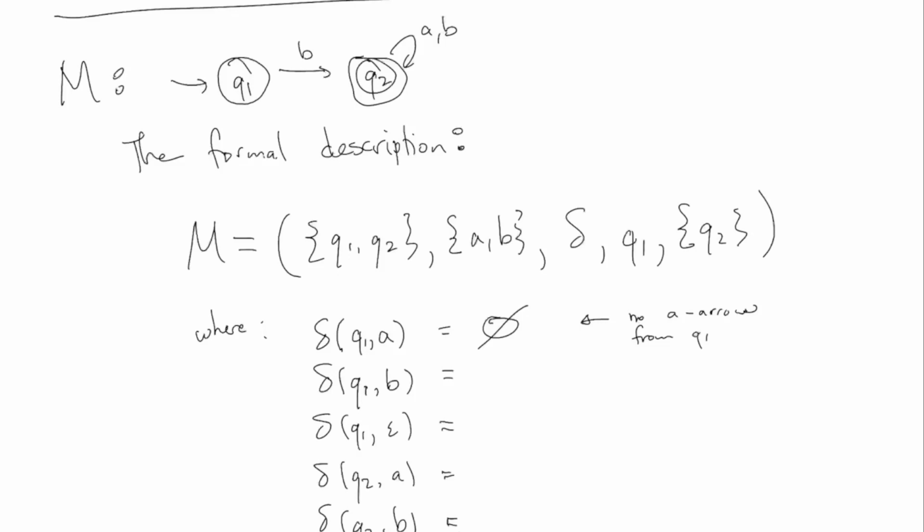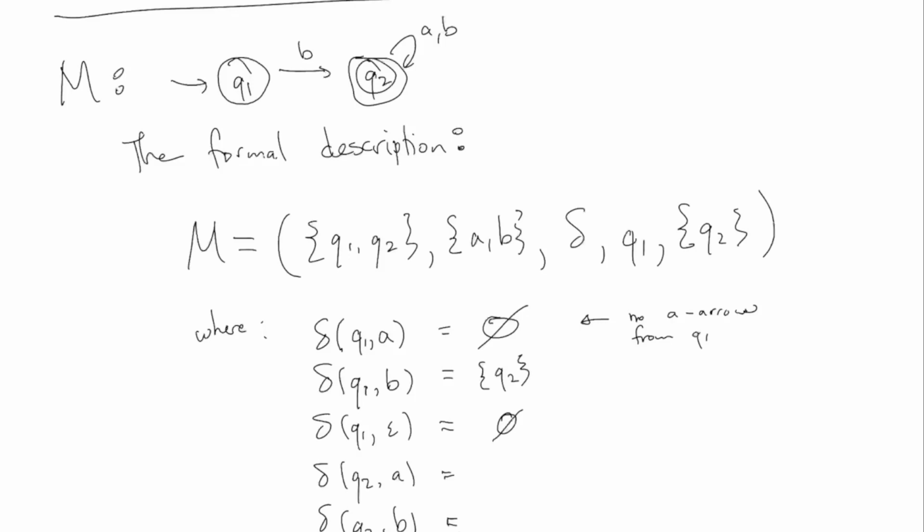What about Q1 and B? Well, from Q1, if you see B, you can get to Q2. So the answer for this one is Q2, but it has to be a set. So it's this, the set of Q2. All right. Next one, Q1 and epsilon. From the diagram, you can see there is no epsilon transition here, and so that is also the empty set. There is no arrow with the epsilon in the original diagram from Q1, so that's also the empty set.